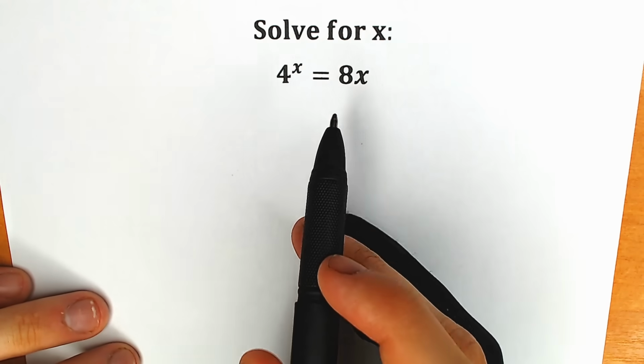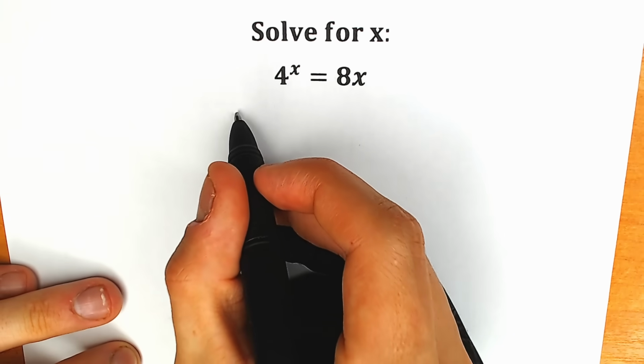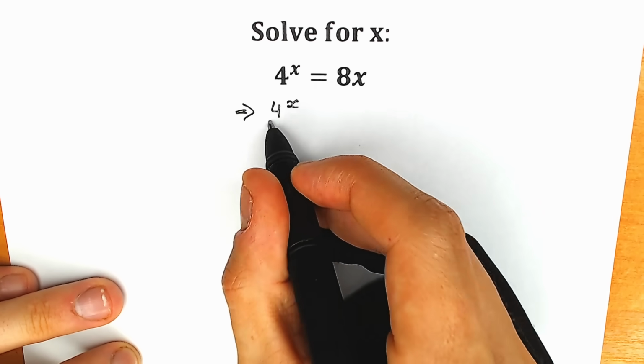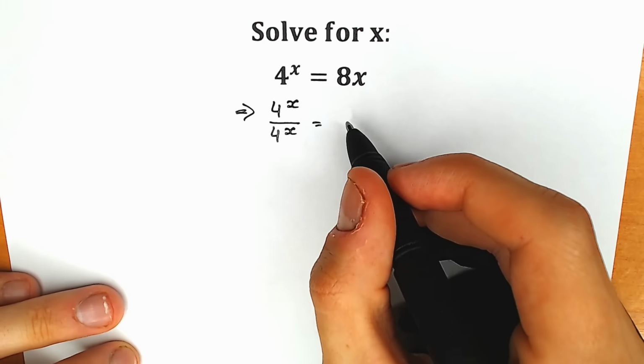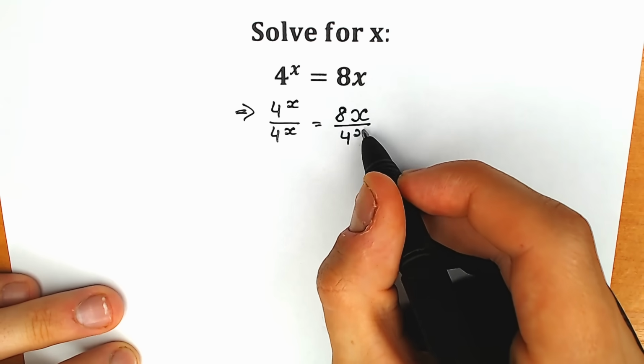So first of all, let's divide both sides by 4 to the power x. This is our first step. We're going to divide both sides by 4 to the power x. On the left side we have 4 to the x, and we divide by 4 to the power x, and of course we need to do the same thing with the right side. So we have 8x, and we divide it by 4 to the power x.